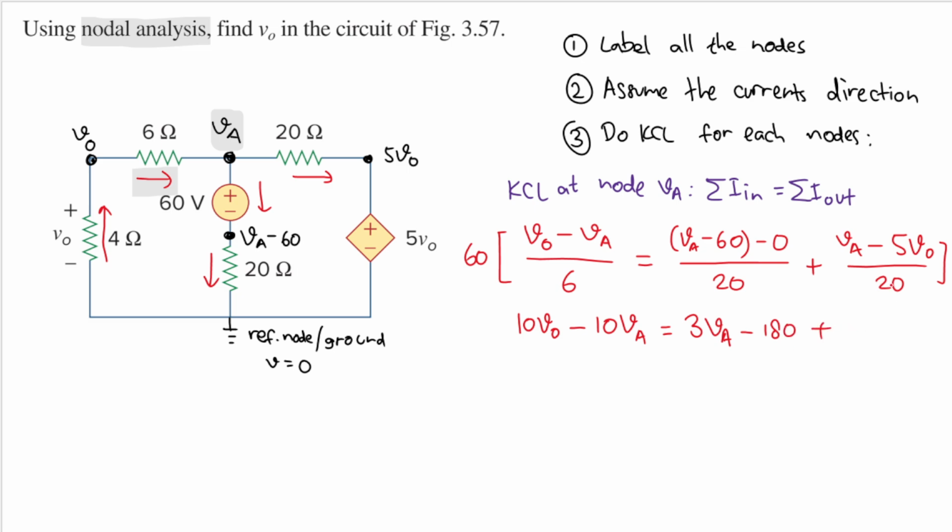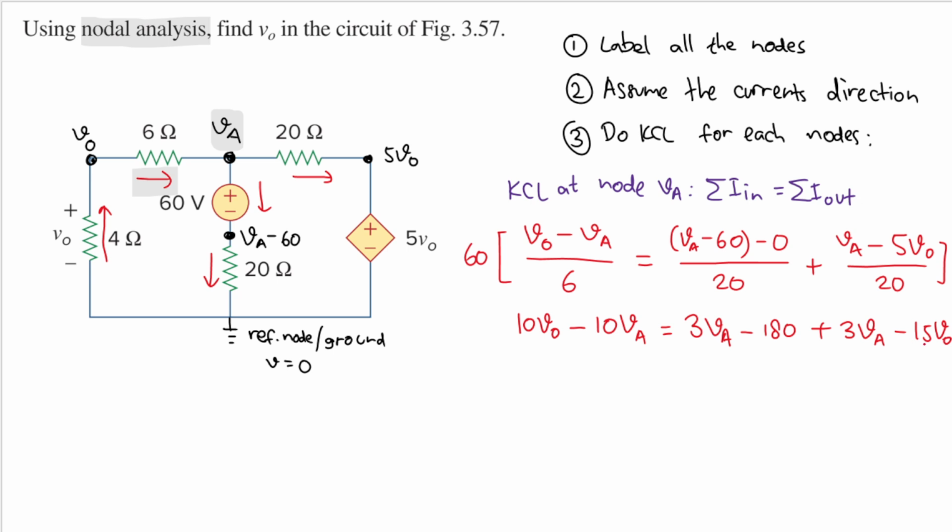And then we will have 20 and 60 also canceled into 3, so we'll have 3VA, and then we will have minus 15V0. Good.